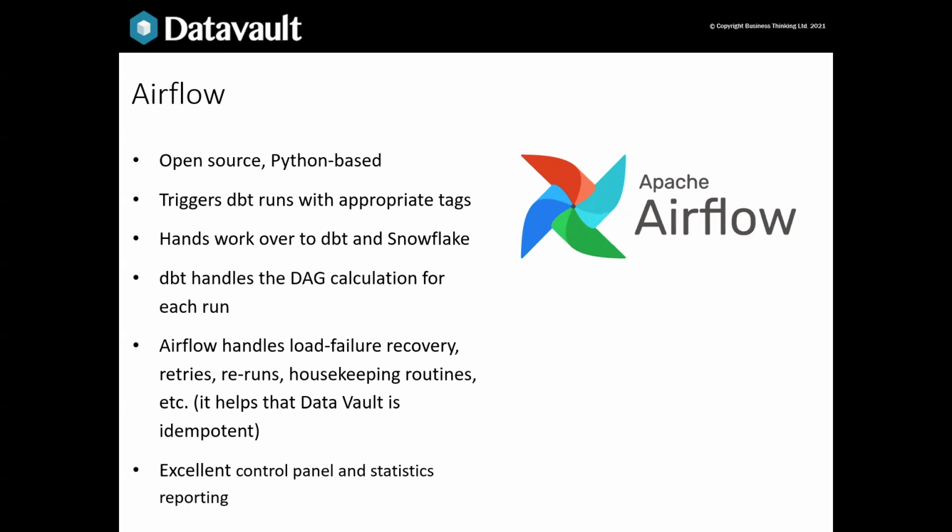Okay, so Airflow set up, you schedule a number of jobs, and you put the timing on them. And its main use really is to put in all the load failure recovery logic. So you put in there any retries that you need, any reruns, any housekeeping utilities that you need to run. And it also helps that Data Vault is idempotent, because if a job fails, you can put in place some corrective action and then rerun the job over the top of itself, and it will just load into the Data Vault the way it goes. And the other nice thing about Airflow is it has a really excellent control panel and statistics reporting, and as many graphs as you could possibly want to play with.